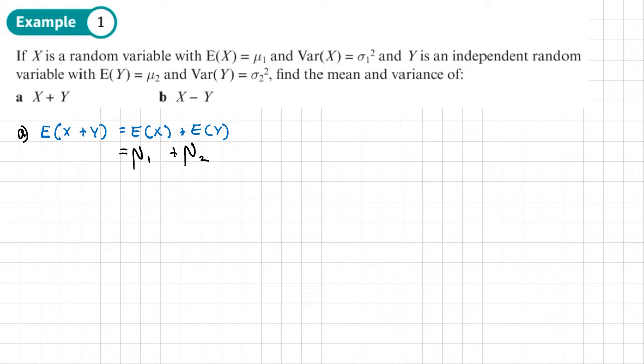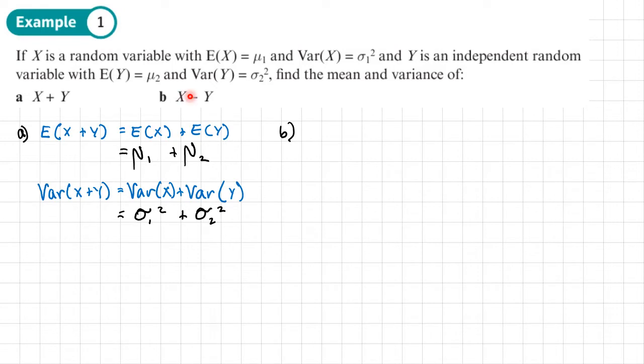And for the second part of part A, we want to find the variance of x plus y. And for the rules, that's the variance of x plus the variance of y. So we have the variance of x, and that's sigma 1 squared. So we'll just write that down, sigma 1 squared. And then the variance of y is just going to be sigma 2 squared. So that's all pretty straightforward. We'll go into part B.